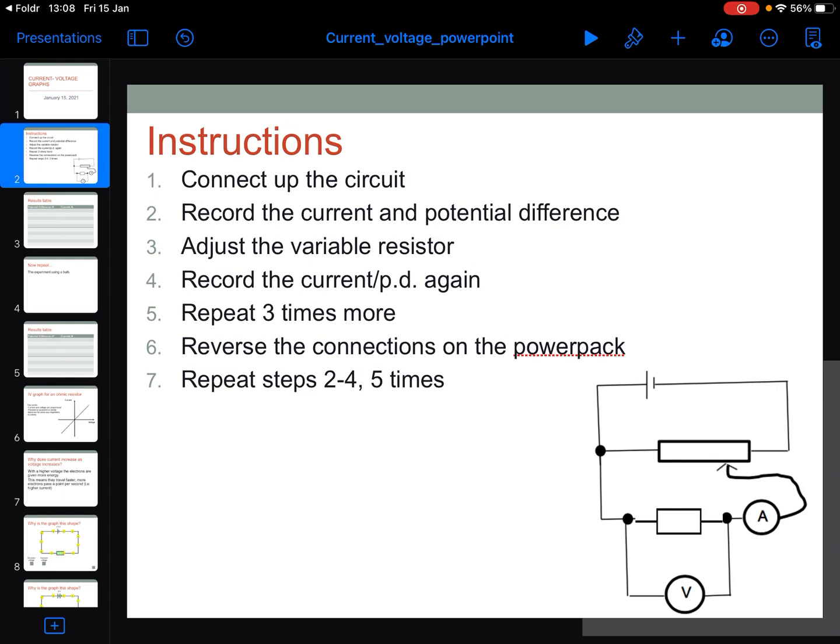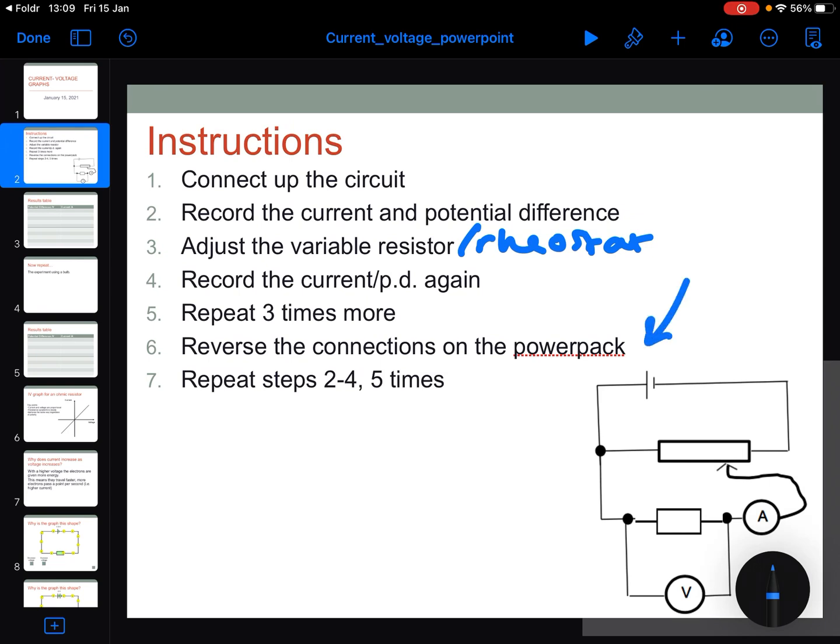So if you could please take a note of that. Then it says record the current and potential difference. Adjust the variable resistor. I'll put in here slash rheostat. Record the current potential difference again. Repeat 3 more times. Reverse the connections on the power pack. Repeat steps 2 to 4, 5 times. So what you're doing by reversing your connections is you end up with negative values. So that's what you would do.